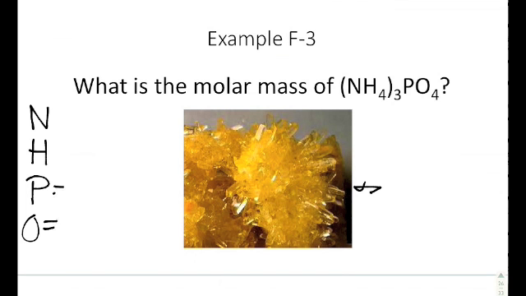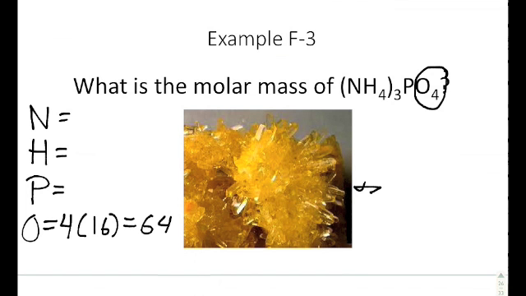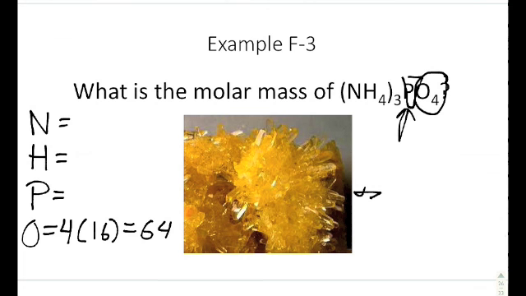Now the trick for this one is trying to figure out how many of each atom are present. Oxygen's pretty easy. It says O and there's a 4. So you have 4, oxygen has a mass of 16, oxygen is providing 64 grams per mole. Next you look at phosphorus. Phosphorus doesn't have a number there, so since there's no number there, you assume that it is 1. So you say 1 times the mass of phosphorus, which is 30.97.